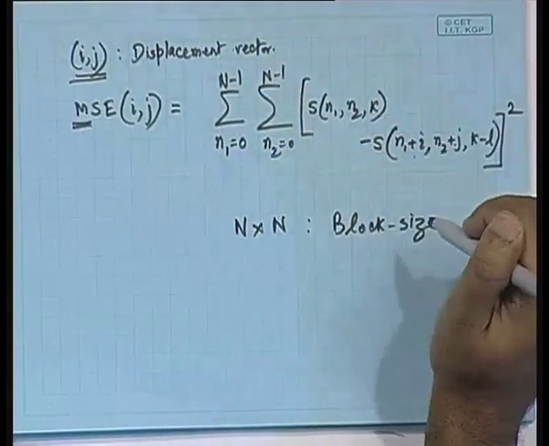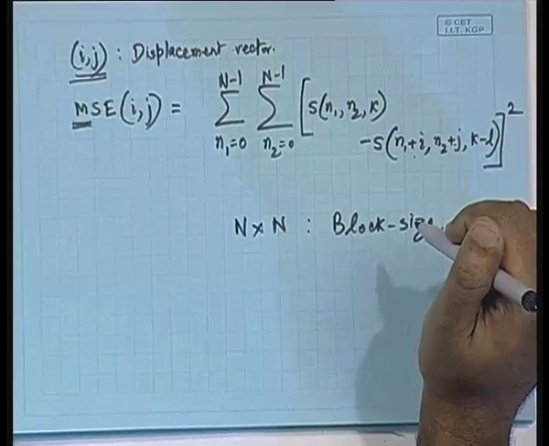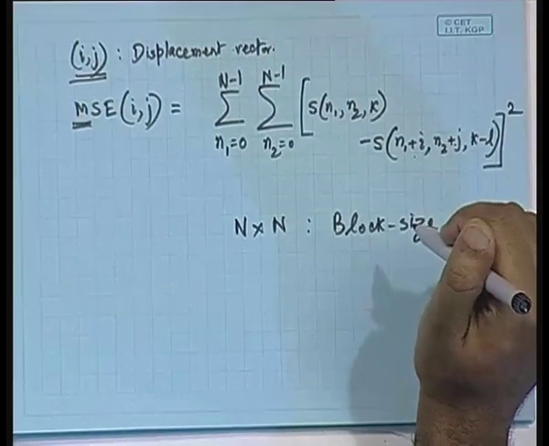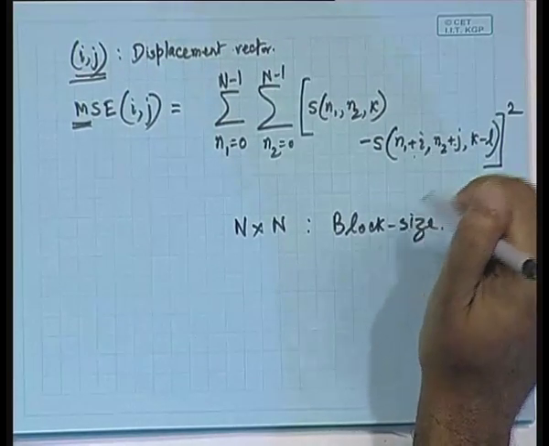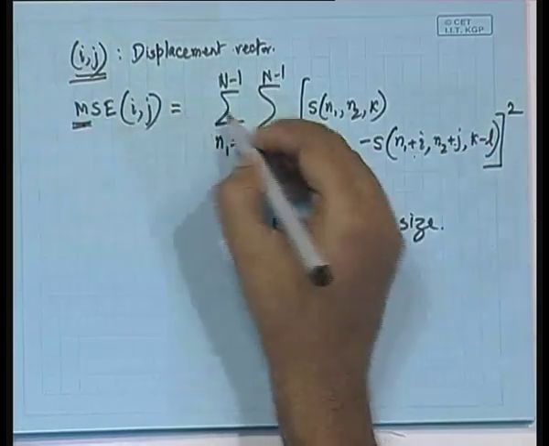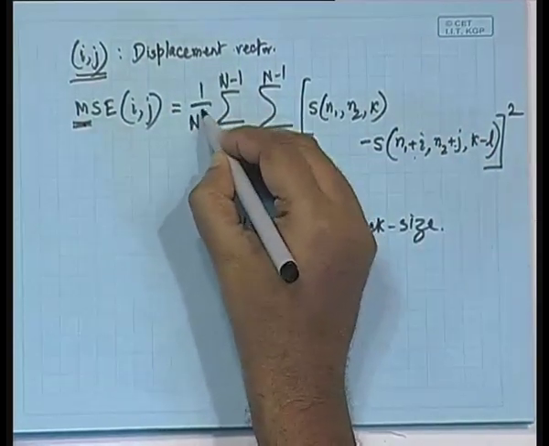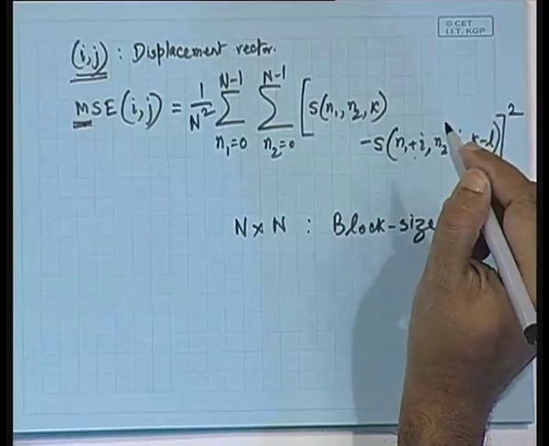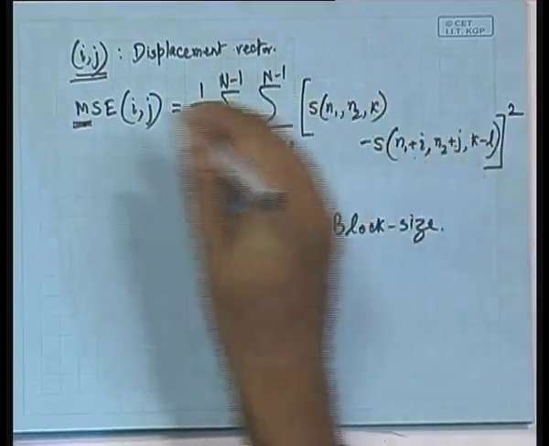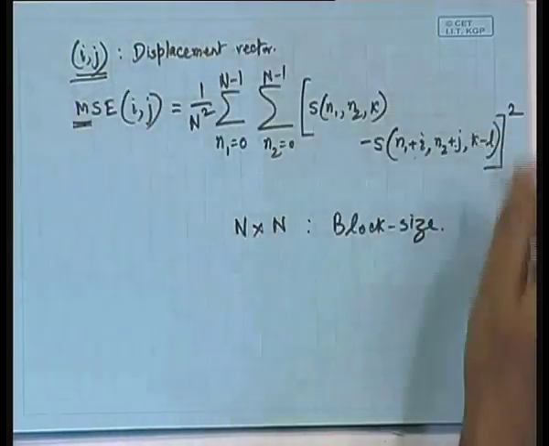Now, that means if n is equal to 8, in that case this summation computation would involve 64 additions, n square number of additions, right, and this is mean square error. So, we must divide the whole quantity by 1 upon n square. So, the mean square error definition is this.